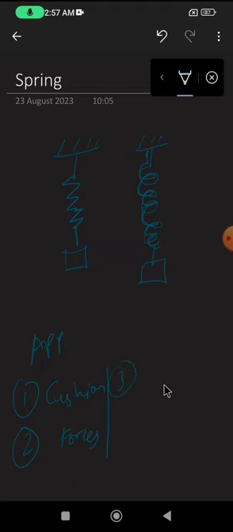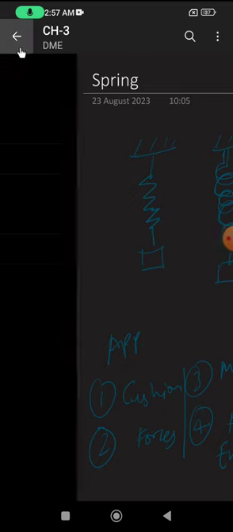Third is to control motion by maintaining contact between two elements, as in cam and follower. So to control motion. Fourth is to measure forces, as in spring balances and engine indicators. So to measure forces. And fifth is to store energy. So these are the various applications used for springs. Now we will see various types of spring.